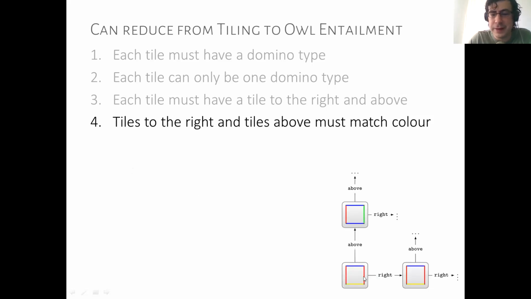So if the right-hand side of domino 1 is, for example, red, then we define that all of its right values must be all the ones that have a left side that is red. Likewise, if it has a blue top, then all of the values it has above must have a blue bottom. So that's what we do here.